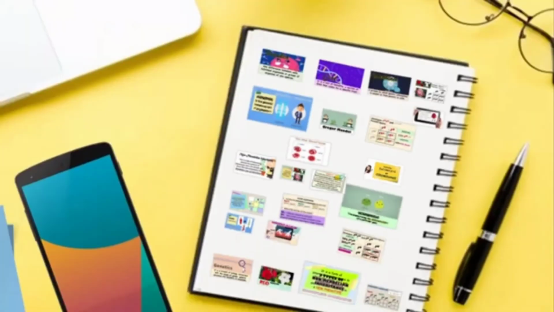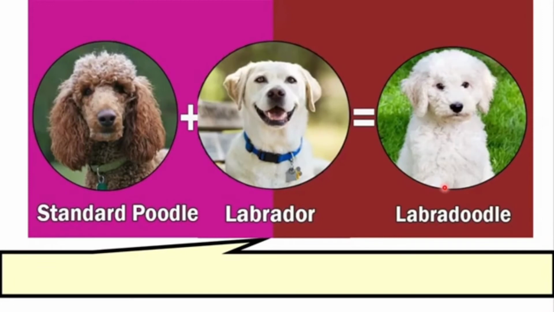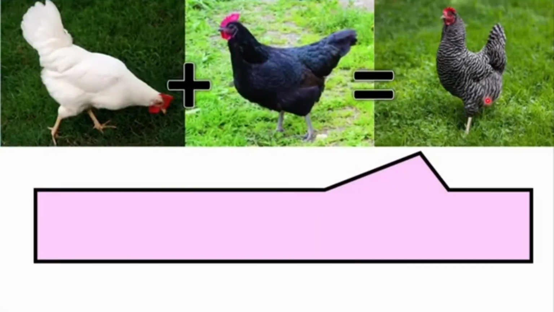Let's get started. First one. Standard poodle plus Labrador equals Labradoodle. What is this? Is this incomplete dominance or codominance? This is incomplete dominance because one allele does not completely dominate another allele, resulting to a new phenotype.